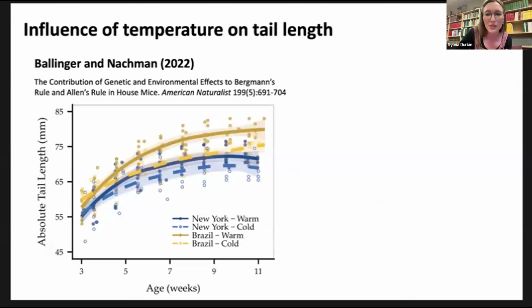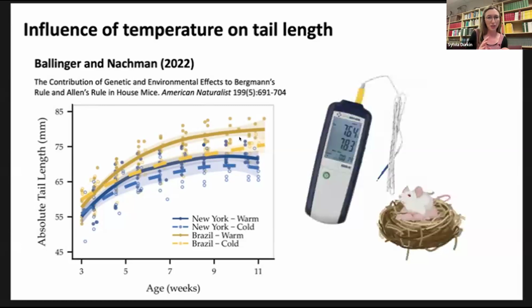So what I'm showing you is the effect of different rearing temperatures on tail length in these Brazil and New York mice. So in this experiment, mice at 3 weeks of age were either kept at room temperature, that's our solid lines, or they were transferred to a cold room, which is the dashed lines, and then their tails were measured every week. And what we can see is that both New York and Brazil mice reared in cold conditions grew shorter tails.